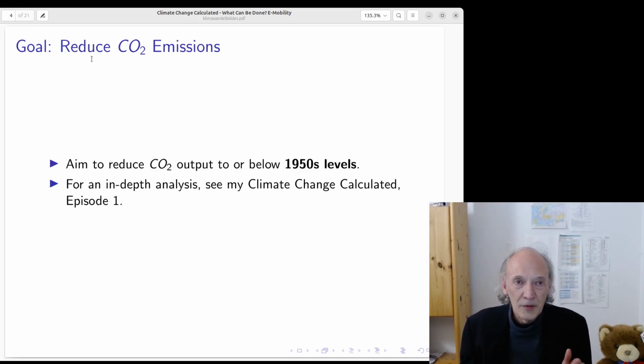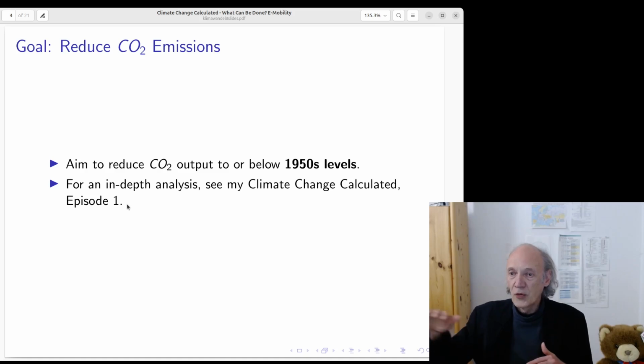So the goal here is to reduce our CO2 emissions. The aim would be to reduce the CO2 output to or below 1950s levels, and I calculated that in my episode 1. I found that going back to the 1950s levels is enough to not further increase the CO2 concentration in our atmosphere. But if you want to actually lower the CO2 concentration, we have to go below 1950s levels. So that's actually a lot.